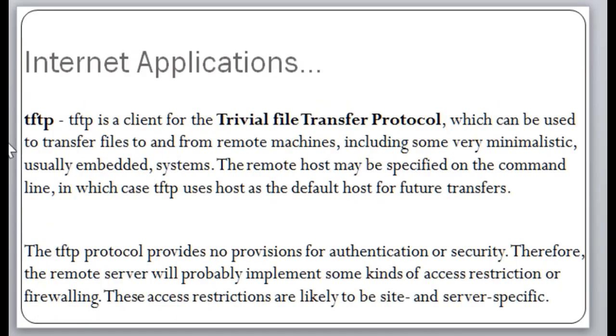There's also TFTP, which is Trivial File Transfer Protocol, and this can be used to transfer files to and from remote machines, including some very minimalistic, usually embedded systems. The remote host may be specified on the command line, in which case TFTP uses that host as the default host for future transfers. The TFTP protocol provides no provisions for authentication or security. Therefore, the remote server will probably implement some kind of access restriction or firewalling. These access restrictions are likely to be site and server specific. Okay, so you have to secure them somehow. And this is likely specified on the server itself.